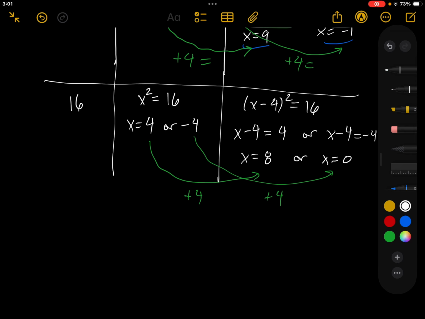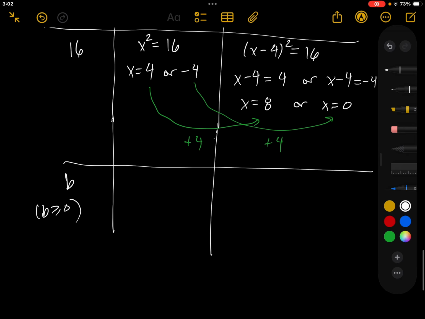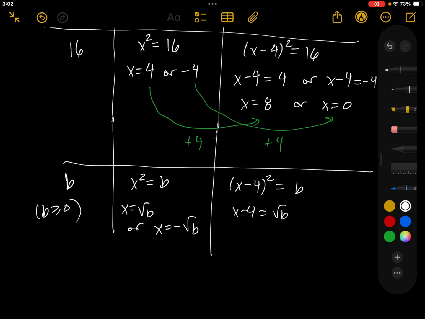And in general, this is going to happen no matter what y is equal to, because if y is equal to b, so b is some non-negative number, so it's either positive or 0, then x squared equals b has two solutions, x equals the square root of b or x equals negative the square root of b. But when x minus 4 in parentheses squared equals b, then x minus 4 is either the square root of b or negative the square root of b. So my solutions are square root of b plus 4 or negative square root of b plus 4.